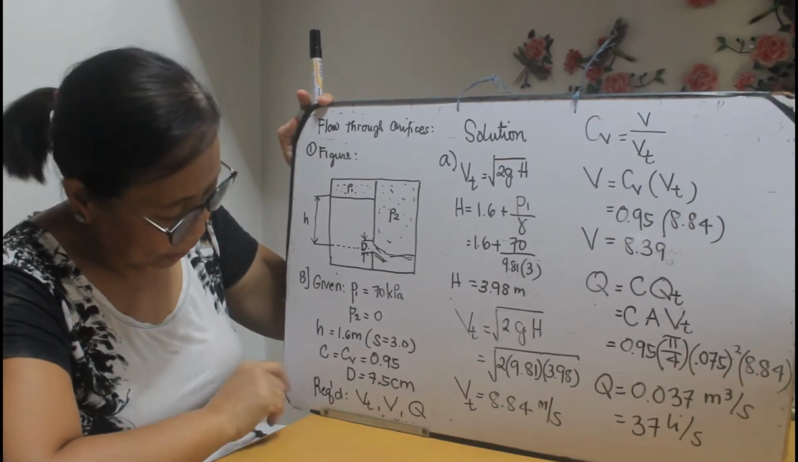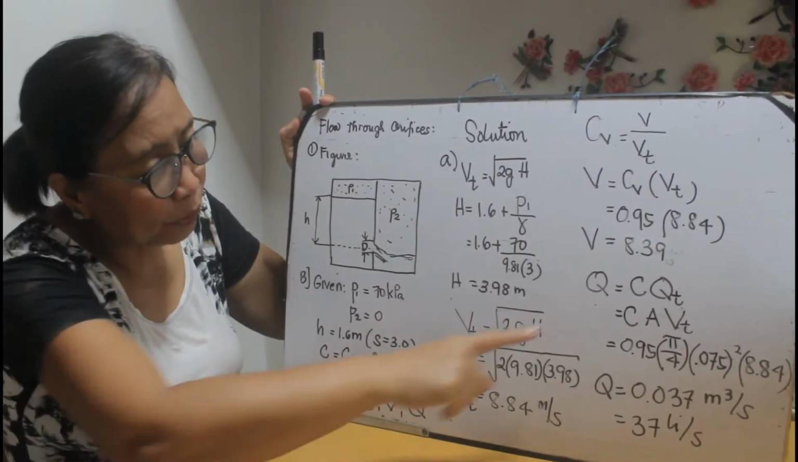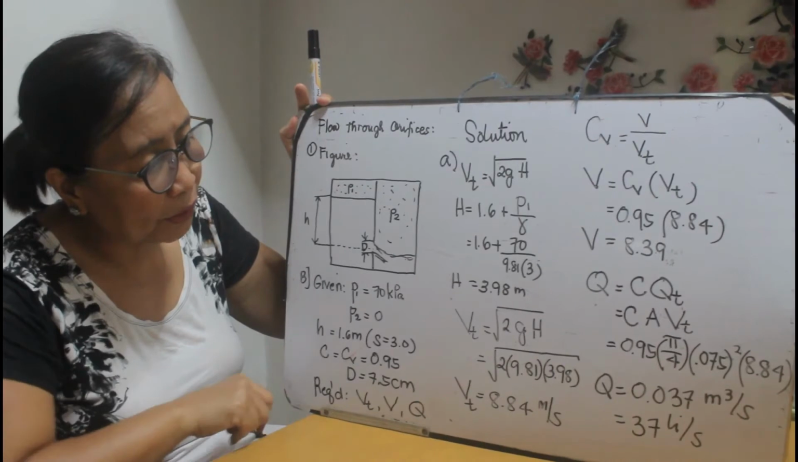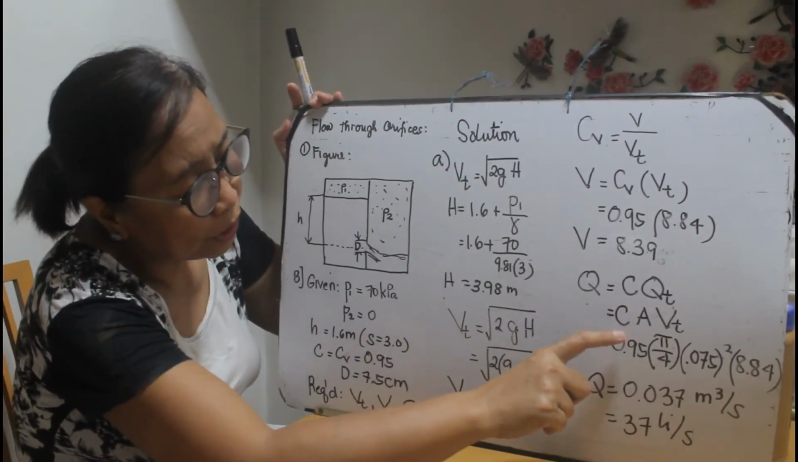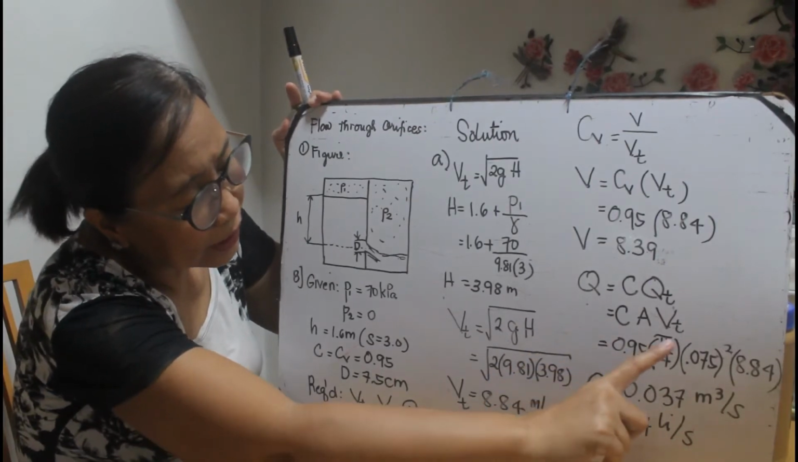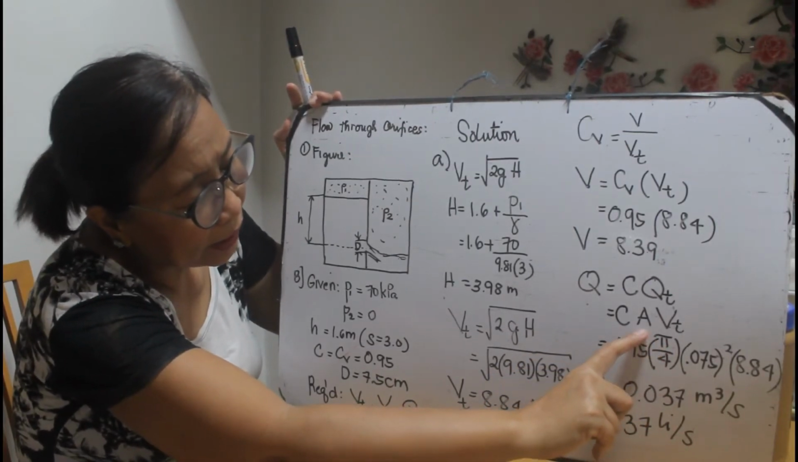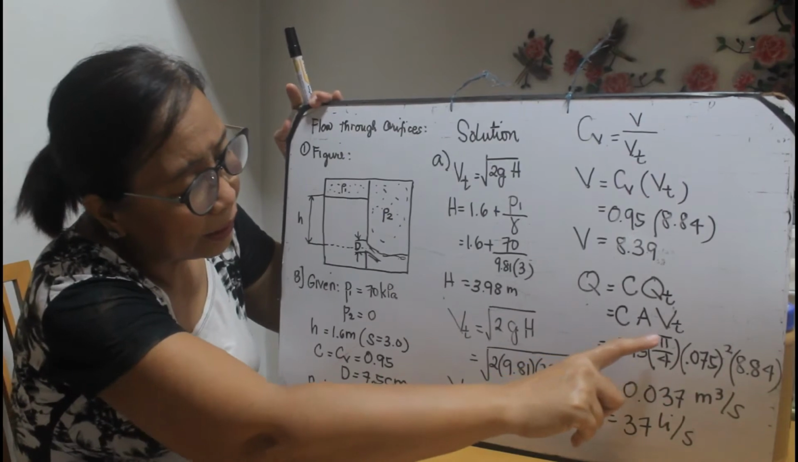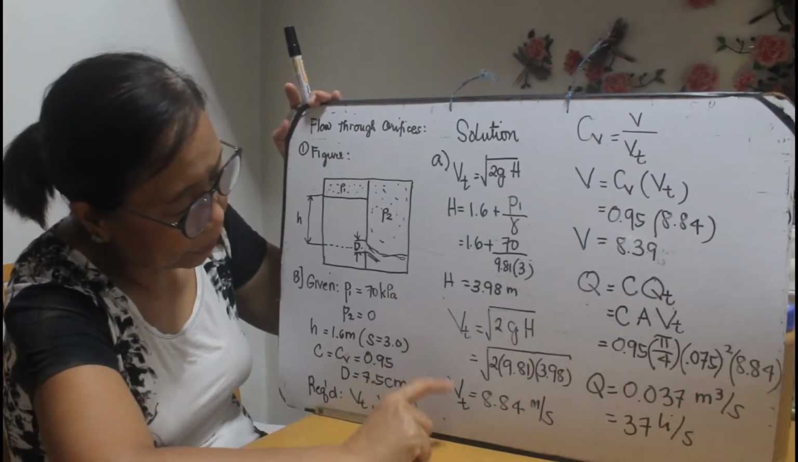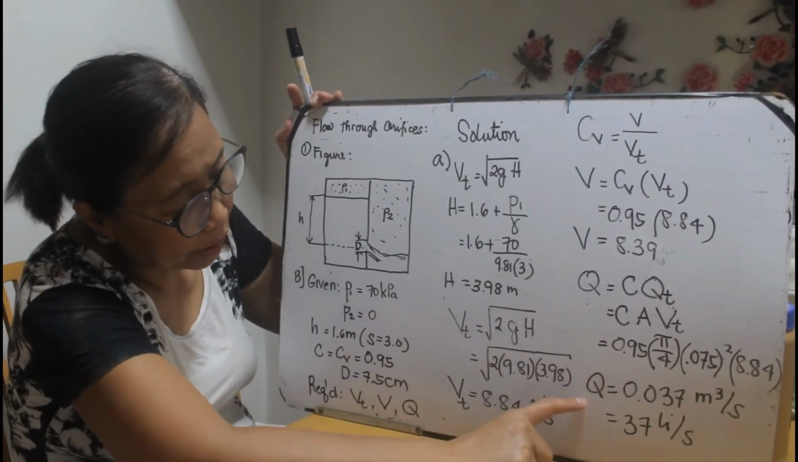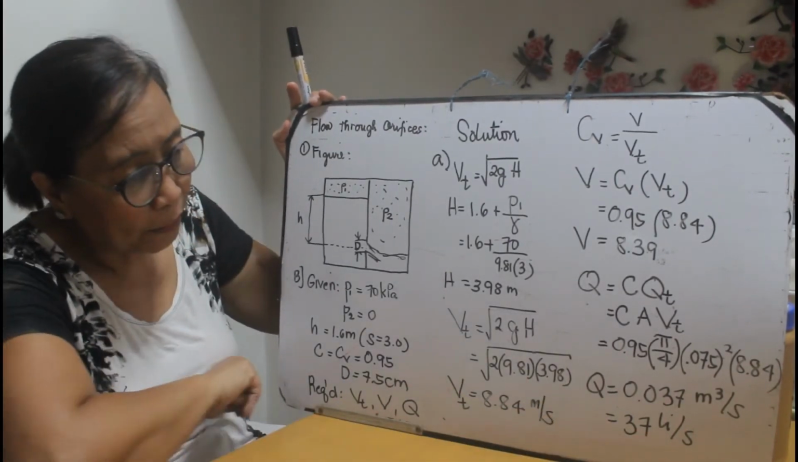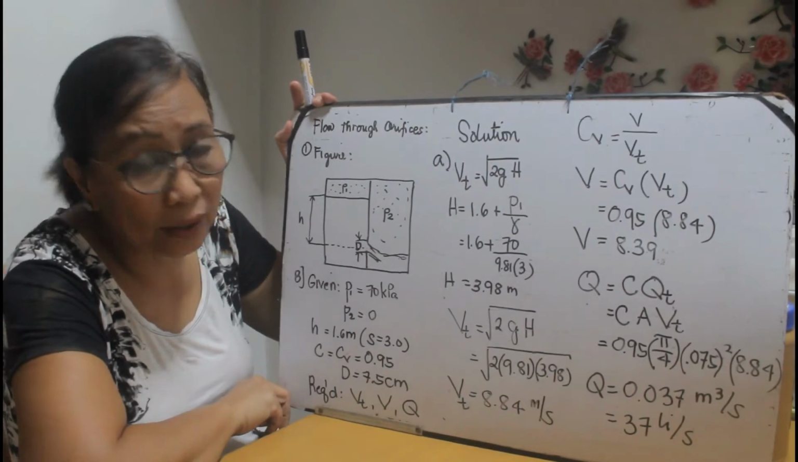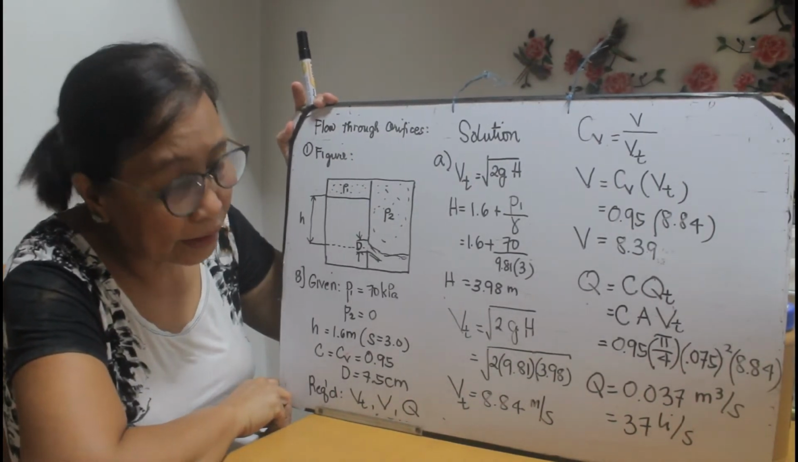Now, pwede na rin. Madali na ngayong compute ng Q, because from the ratio of the actual Q to the theoretical Q, we solve for the actual discharge. Area is the area of the opening. V sub t is given; we have already computed that. So, we obtain the value of the actual discharge as 0.037 cubic meters per second or 37 liters per second.